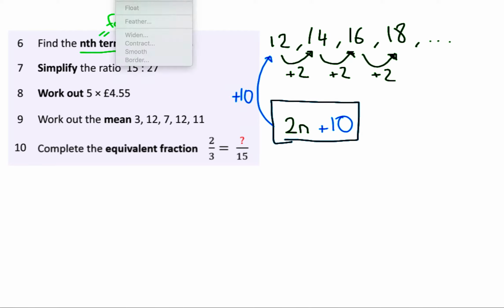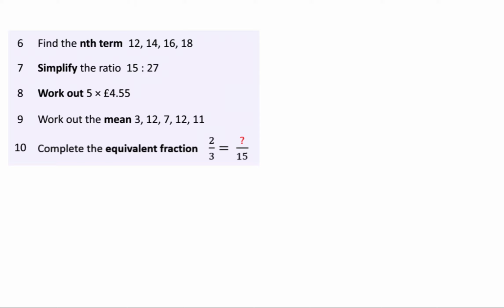Perfect. Next question, question number 7. It says simplify. All right. Simplify means make smaller. So let's write it down, make smaller. So it says simplify the ratio, or you can make a smaller ratio or a fraction. 15, so let's write down 15 to 27. Alright, these numbers aren't even numbers, so they can't be divided by 2.